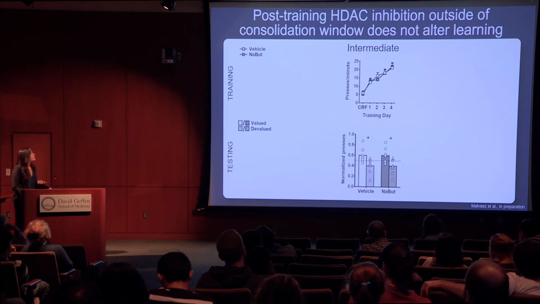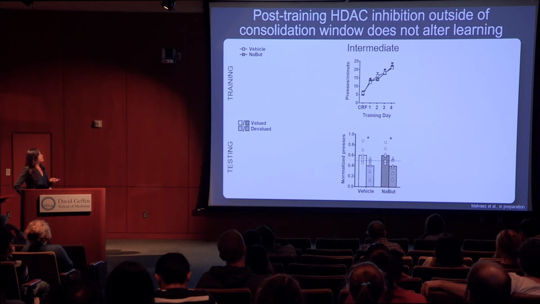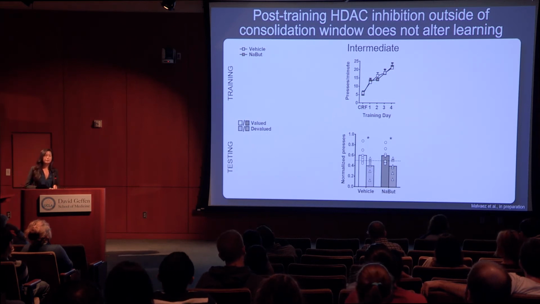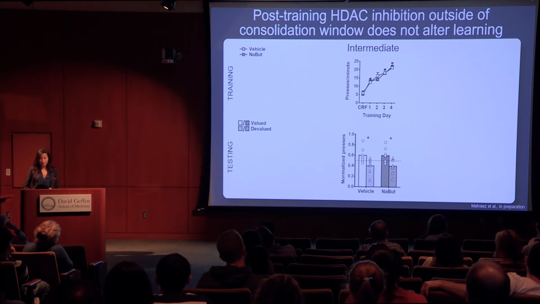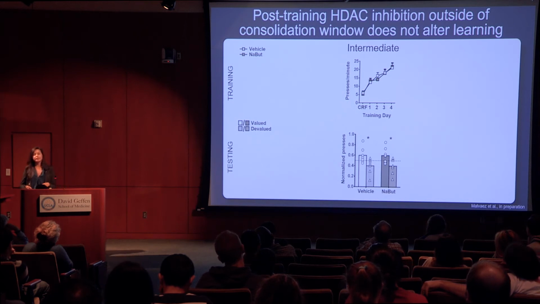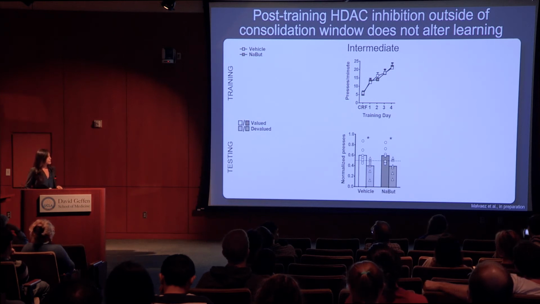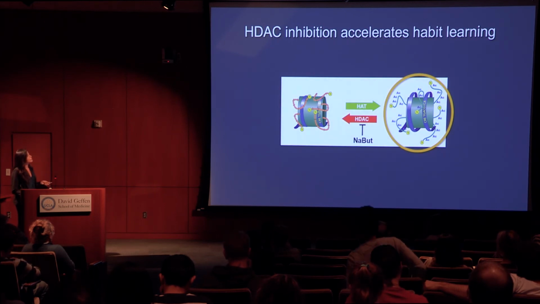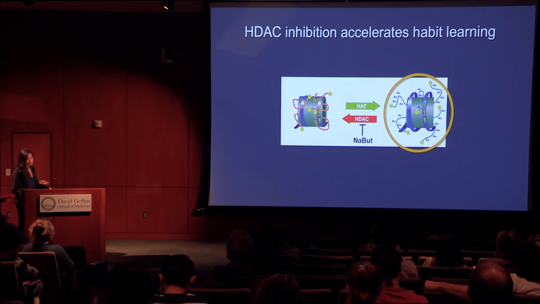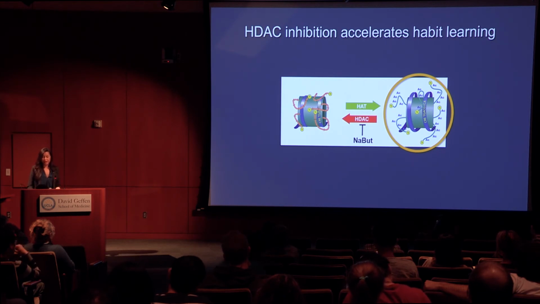Importantly, what we also showed was that if you administer the HDAC inhibitor well outside of the consolidation window, these animals will remain goal-directed. And so this shows that histone deacetylases are negatively regulating the consolidation of habits, as opposed to some other non-specific effect. So far, what I've shown you is that if you use sodium butyrate, you can push the system to this more relaxed chromatin state to accelerate the formation of habits.